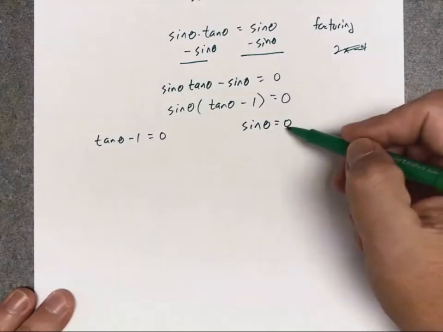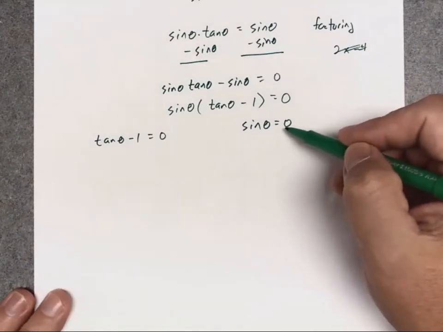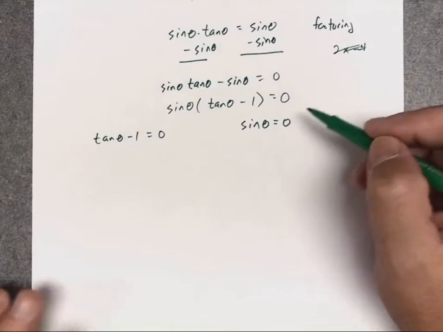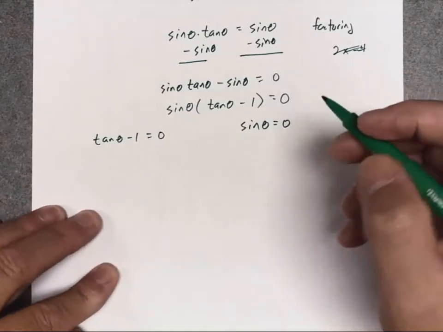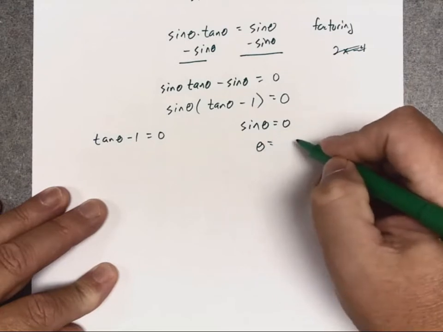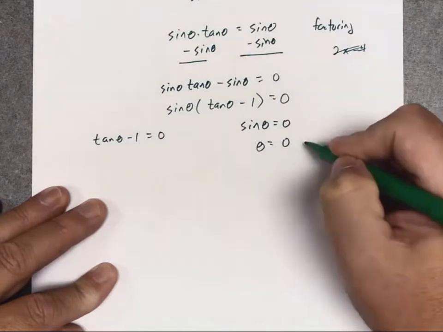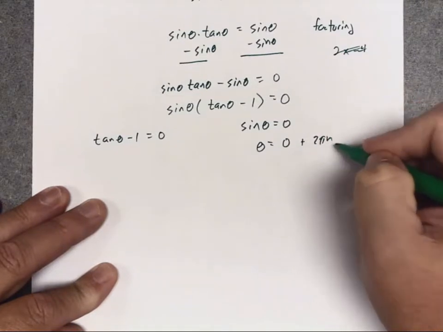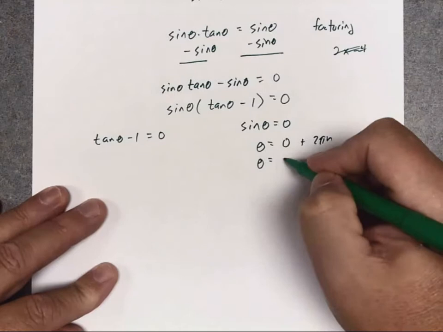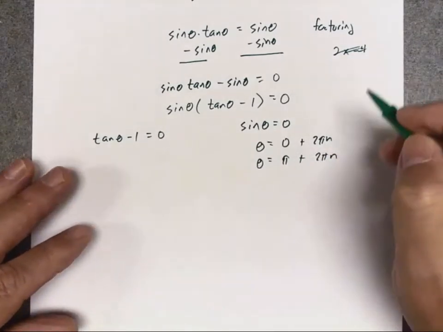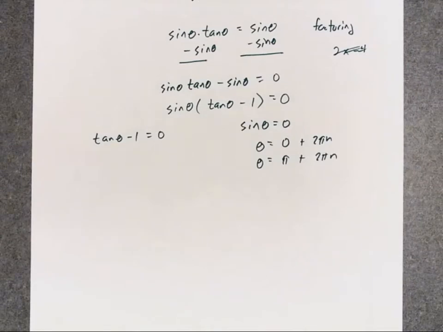Let's look at sine of theta equals 0 first. I'm looking for an angle where the sine of that angle is 0. Actually, I misspoke. It occurs at 0, and I'm going to add the 2 pi n in. And it also occurs at pi. So those are my two general solutions.